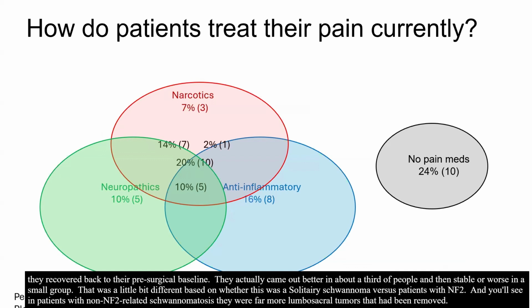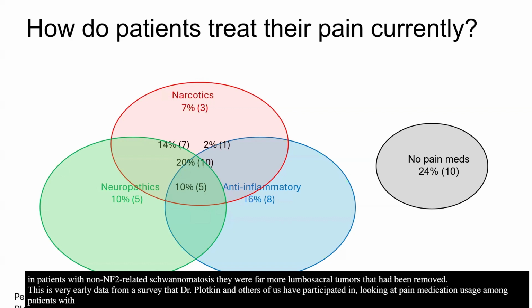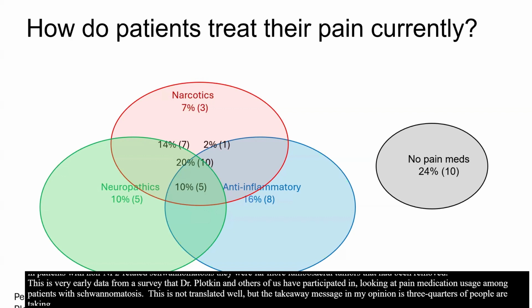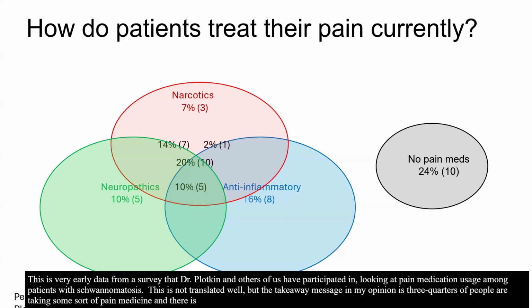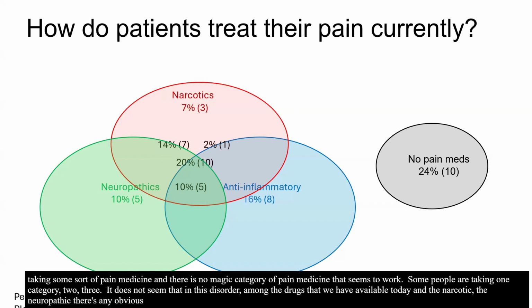This is very early data from a survey that Dr. Plotkin and others of us have participated in, looking at pain medication usage among patients with schwannomatosis. This does not translate well, but the takeaway message, in my opinion, is that three-quarters of people are taking some sort of pain medicine, and there is no magic category of pain medicine that seems to work. Some people are taking one category, two, three. It does not seem that in this disorder, among the drugs that we have available today in the narcotic, the neuropathic, and the anti-inflammatory categories, there's any obvious fix for the average person with pain related to schwannomatosis.